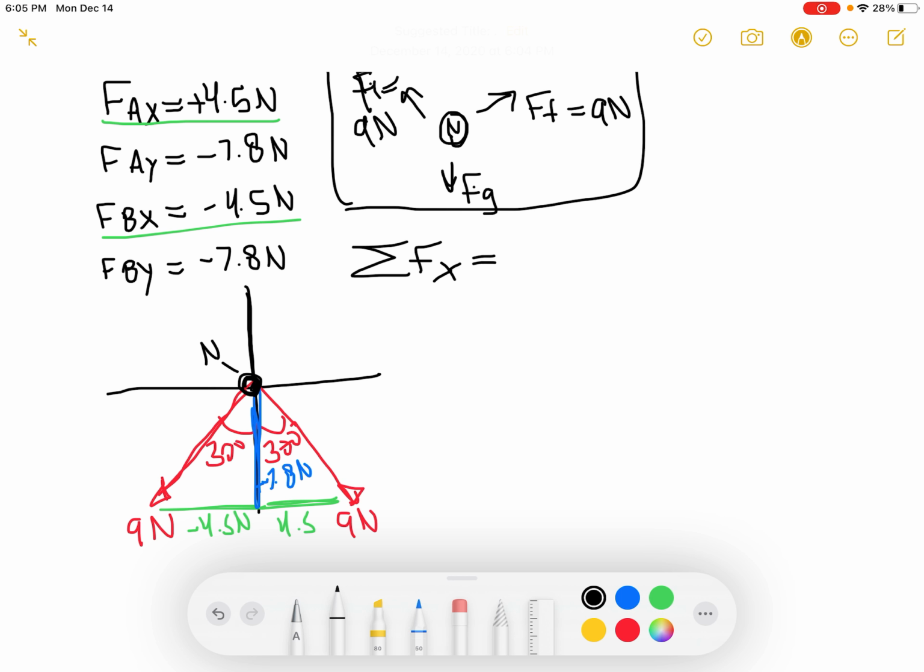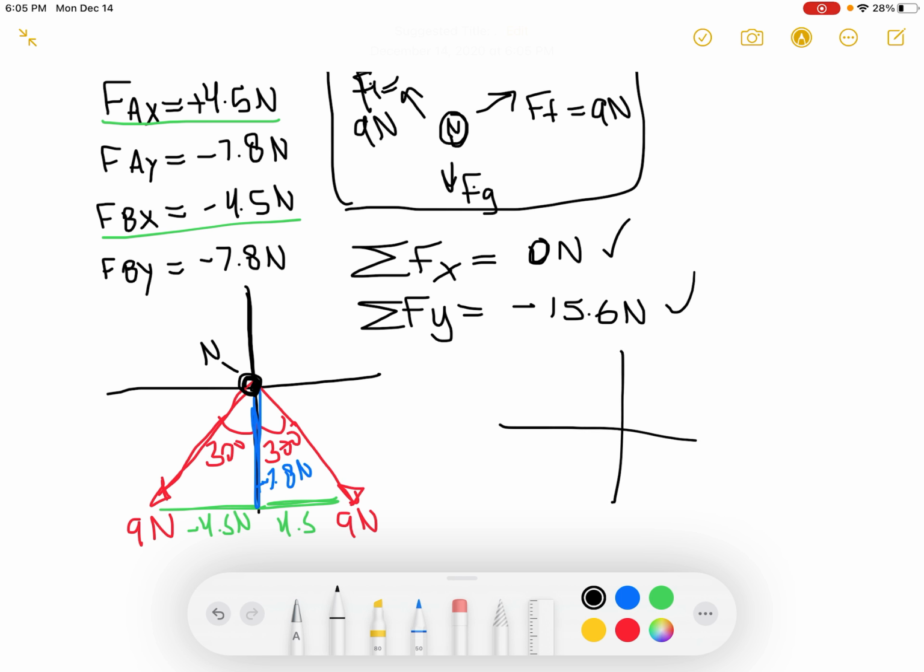The sum of the x components is 0 newtons because they cancel out. Plus 4.5 minus 4.5 equals 0. The sum of the y components is negative 15.6 newtons. So negative 7.8 minus 7.8 is negative 15.6. So there we go. We have those two. Now, on the coordinate plane, we can draw this.